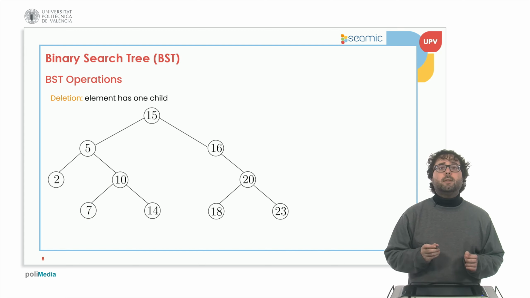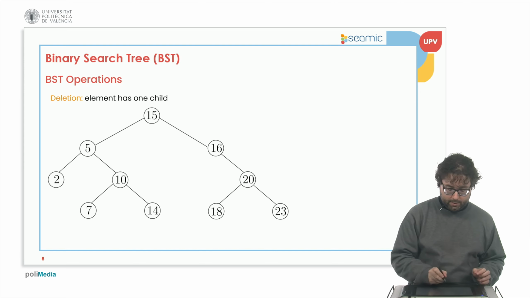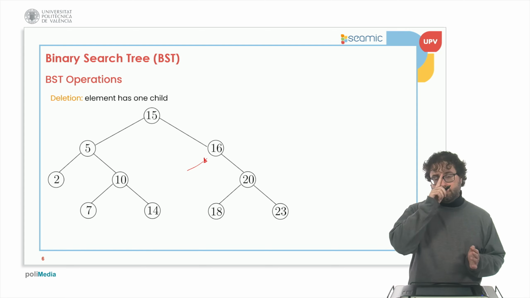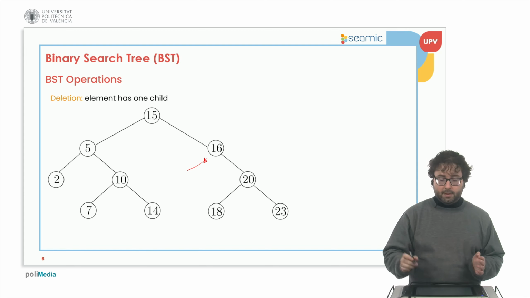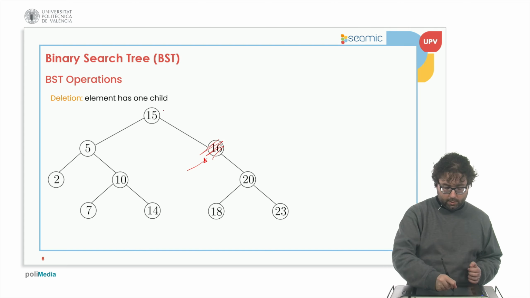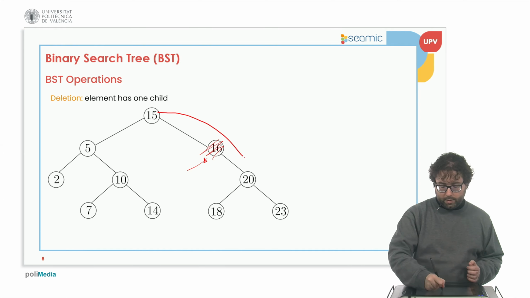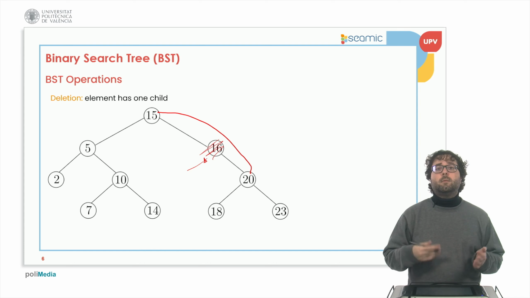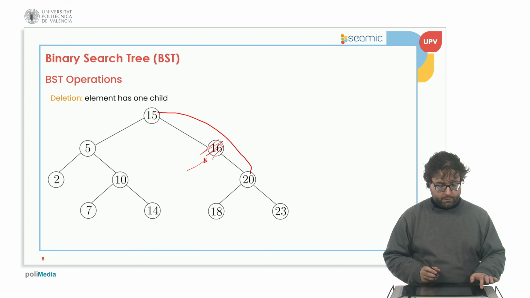The third case is deleting an element that only has one child. Let's say that we want to delete the node 16. This case is also fairly easy, since having only one child means that for deleting this node, the only thing we need to do is connect its parent with its only child. Therefore, we delete the node and make the new connection, and we still maintain the BST properties.